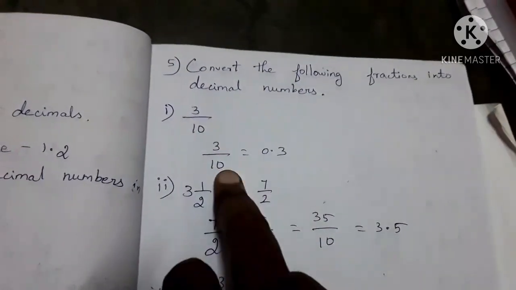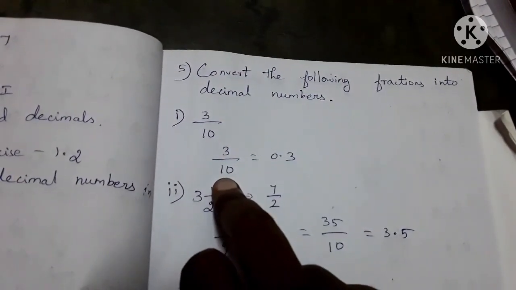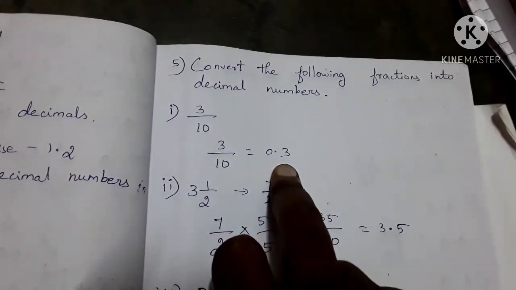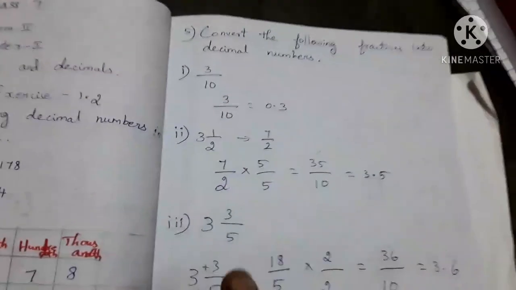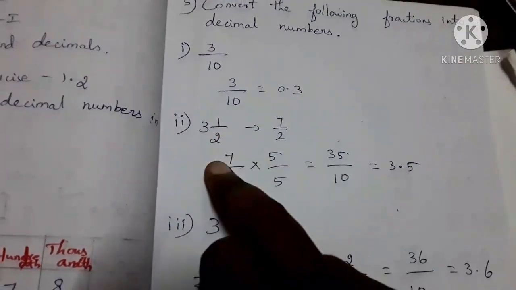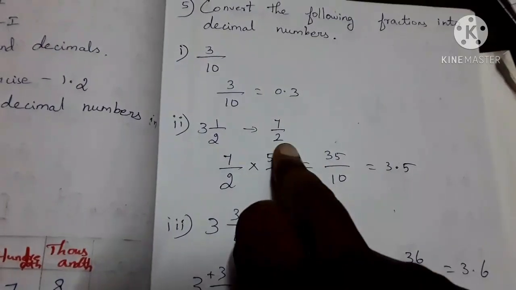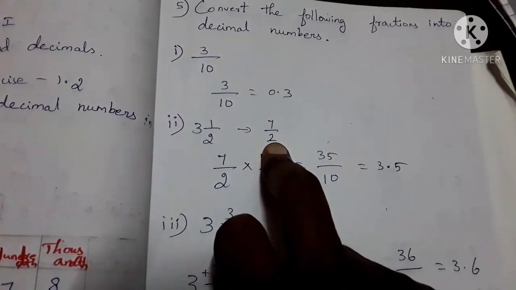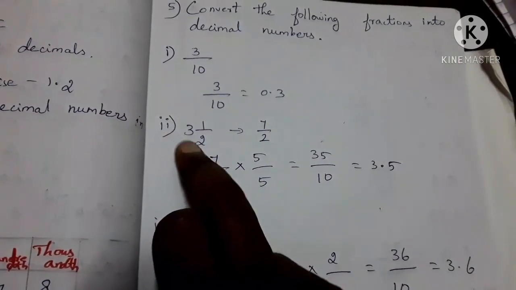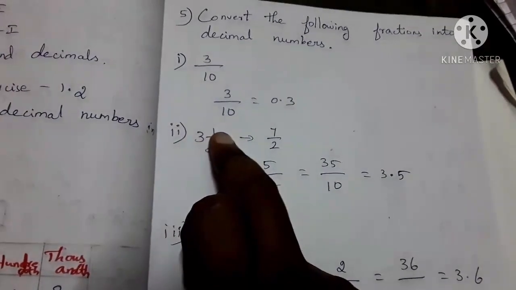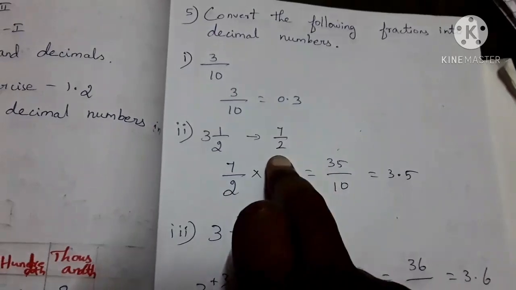Here, 3 by 10 is directly given. We studied that by 10 means before one digit we put the decimal point. So 3 by 10 means it is 0.3. But here see 3 1 by 2. It is given as a mixed fraction. So the mixed fraction, first you convert into an improper fraction. How do we convert? You multiply the denominator by the whole number: 3 2s are 6, and add the numerator, 6 plus 1 is 7. So 7 by 2.